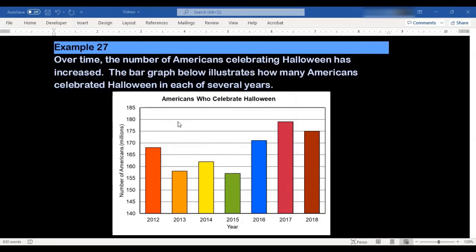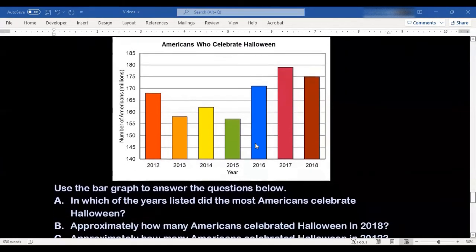Then these lines here help us match up the number on this axis with the heights of the bars. Like in 2017, there were just a little bit under 180 million Americans who celebrated Halloween, because this bar is just a little bit underneath that 180 million line. While in 2016, there were just over 170 million Americans who celebrated Halloween, because this blue bar is just over that line for 170. Let's take a look at the questions we've been asked, and we'll use the graph to answer them.